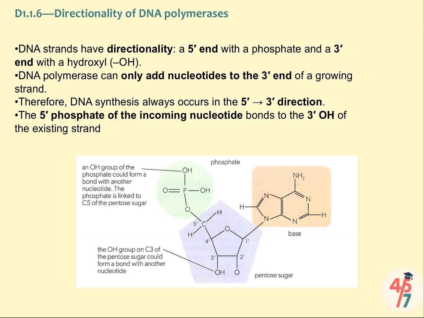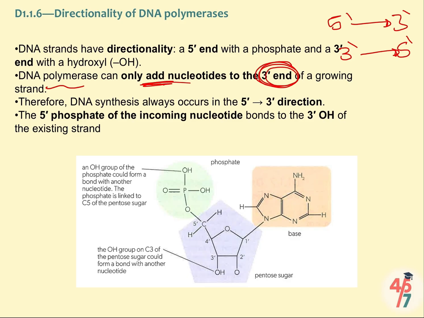Firstly, we're going to talk about directionality. We established that DNA strands are anti-parallel, right? One runs from 5' to 3', and the other runs from 3' to 5'. The golden rule here is that DNA polymerase can only add nucleotides to the 3' end of a growing strand. And this means synthesis always happens in the 5' to 3' direction. It can never work the other way.